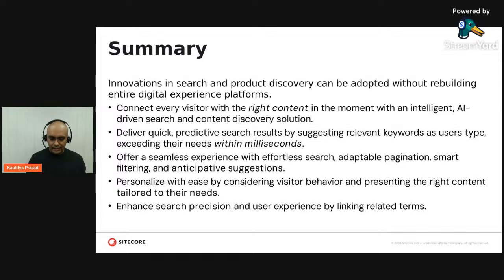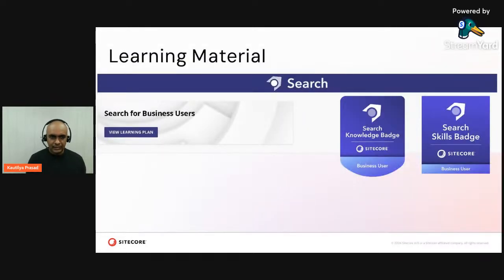And with that, I would like to let everyone know that there's a learning material available on the learning portal where you can enroll and complete this search for business users course and get yourself badges. You'll get 2 badges, one for knowledge, one for skills at the end once you pass the assessment. And this is really important for business users to get familiar with the Sitecore search.